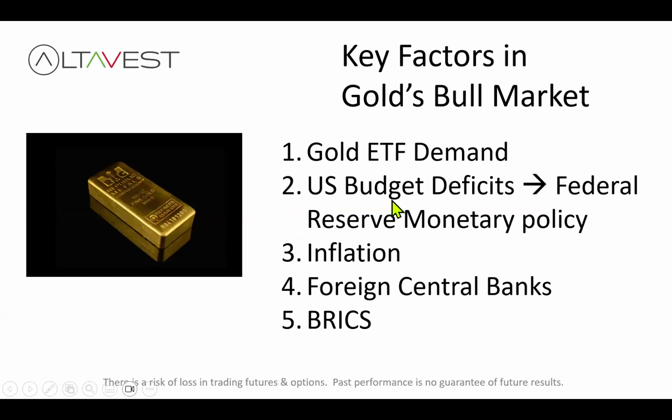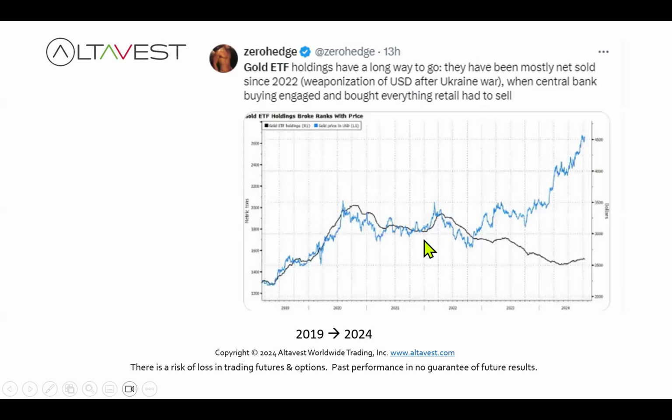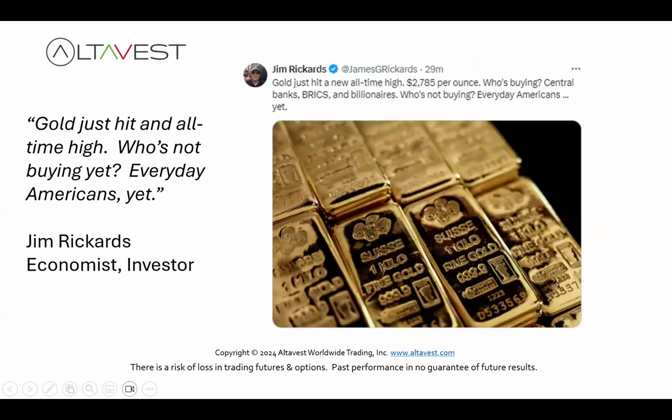U.S. budget deficits are enormous. Inflation is a problem. Foreign central banks are buying. The BRICS are trying to work their way out of a dollar-centric economy, or petrodollar. Gold investor demand has come from Asia, not the West. So this is interesting. Here is ETF gold holdings, this black line, which has been dropping, but gold prices are soaring. So basically what's happening is all the central banks are the ones buying the gold lately. So it just hit an all-time high.